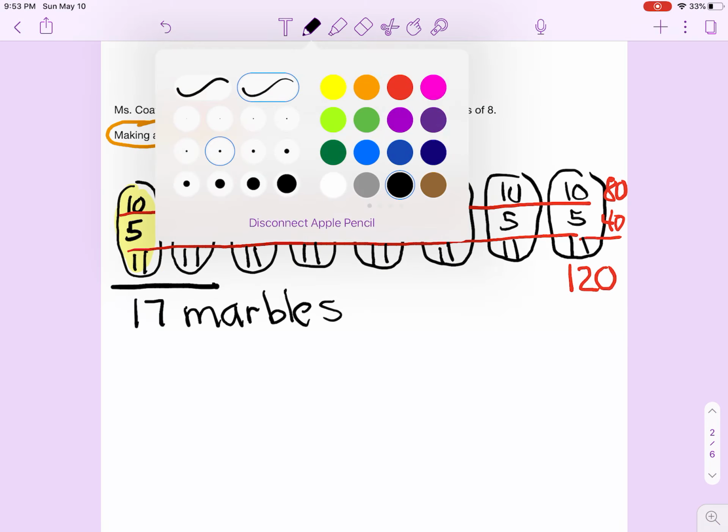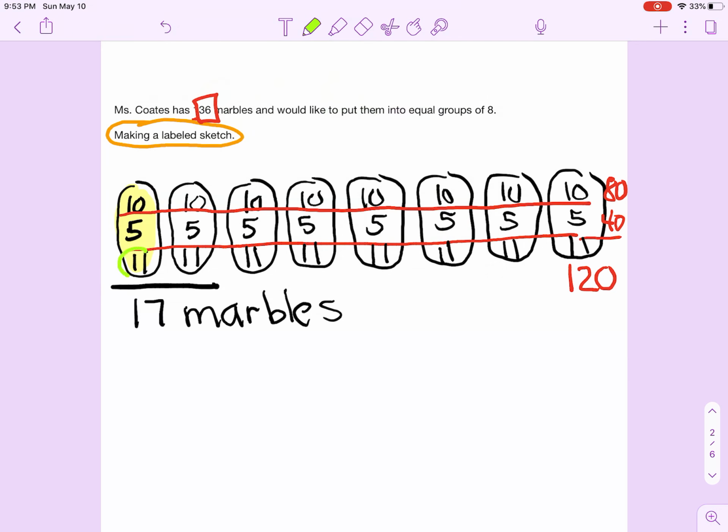Don't confuse those two, these right here. That's not an 11. Remember, those were 2 tally marks, so just be careful that you don't add 10, 15, and 11. It's actually 10 plus 5 plus 2. So you want to make sure that you have that answer correctly. So that would be the second strategy, making a labeled sketch. And you might want to try that strategy after you've practiced your ratio table.